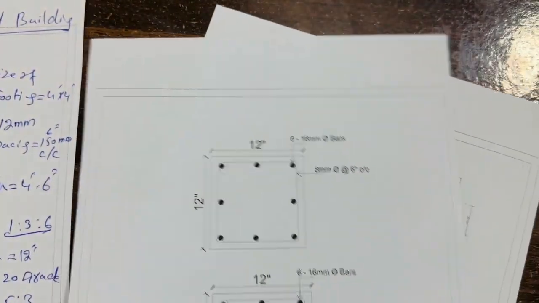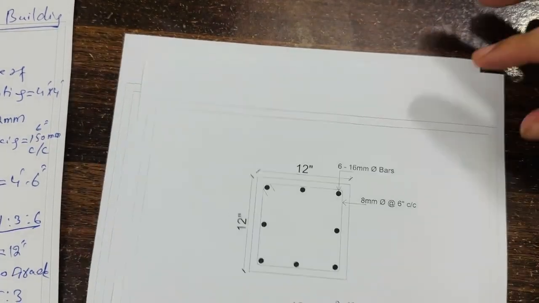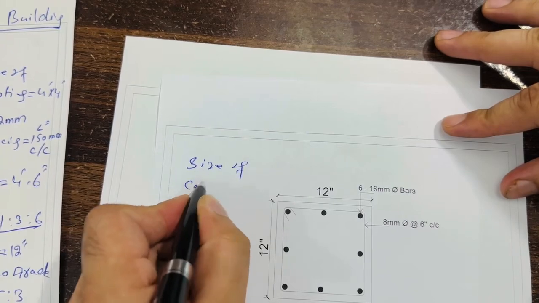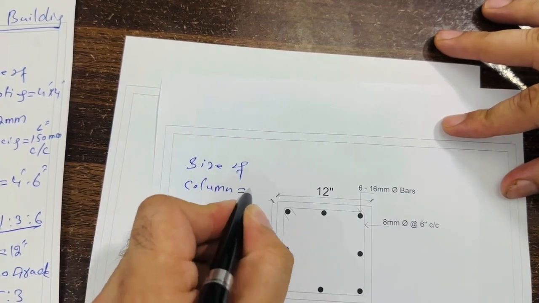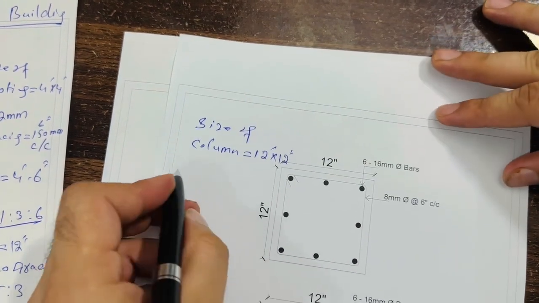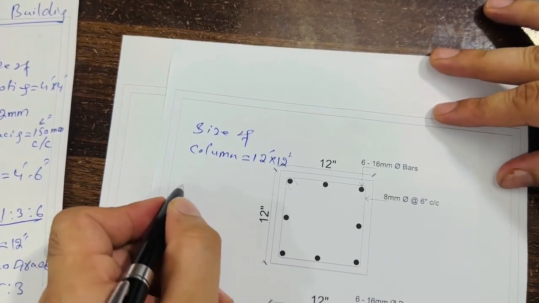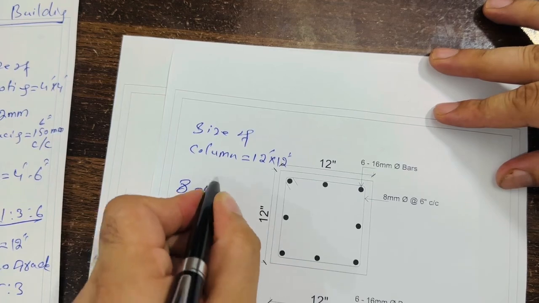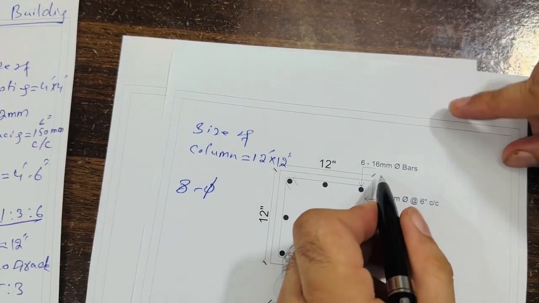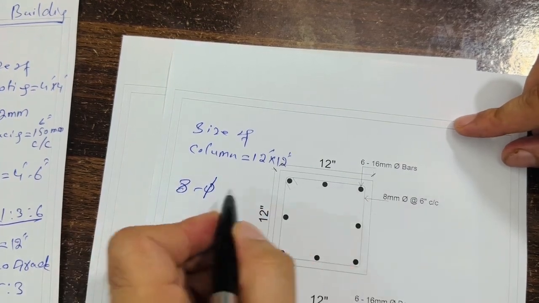On the other side, guys, you can see this is the column. So the size of the column is 12 inches by 12 inches with 8 bars. Okay, 8 bars, and the diameter of each bar is, you can see clearly, 16 millimeter.